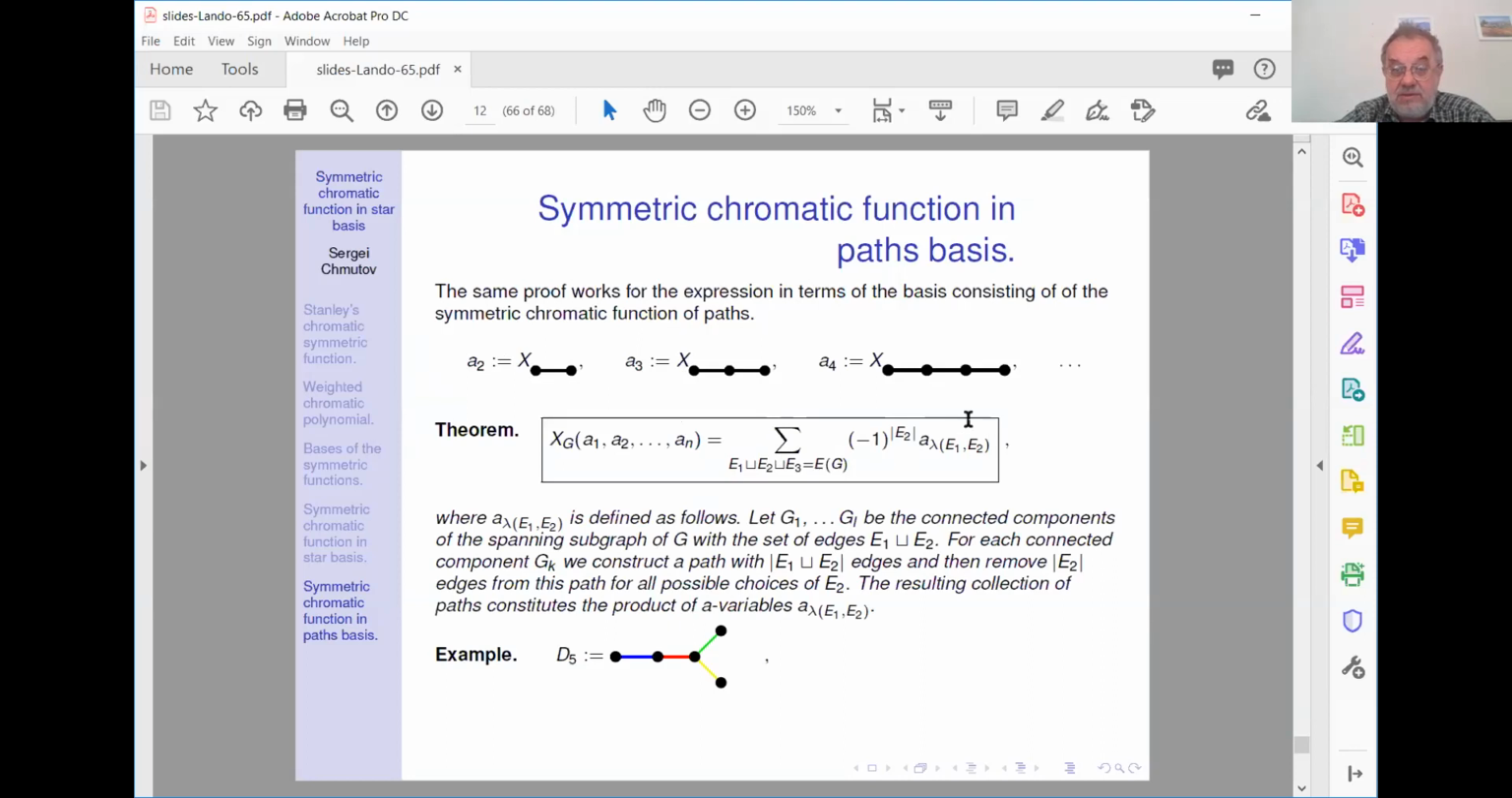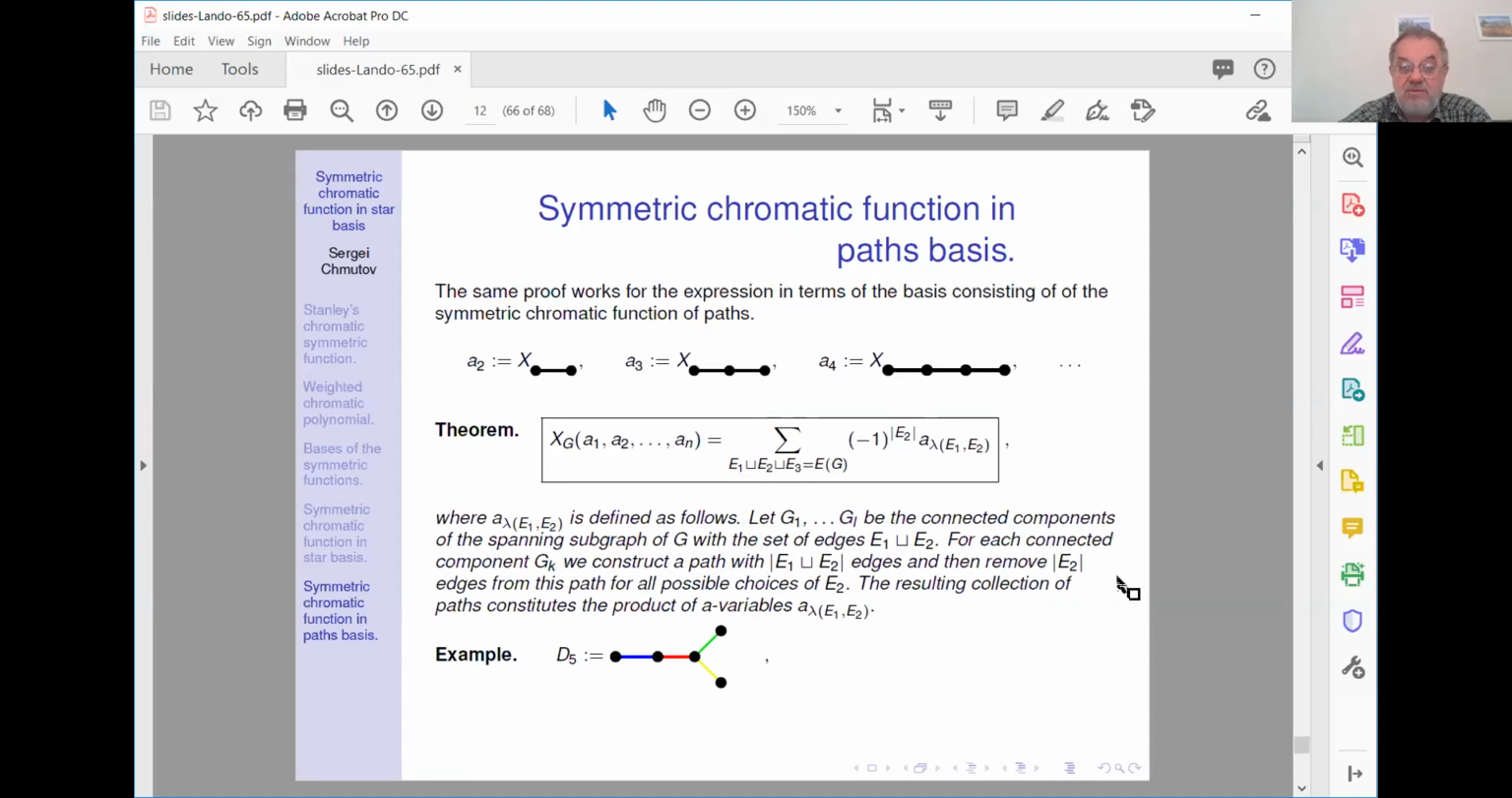And then it is going to be a similar formula, only in that basis I do not have that cancellation. So it has to be a tripartition of the edges. Also, it is -1 to the E2, and that is the product of A variables, defined like that. Again, I take E1 and E2, the spanning subgraph containing these edges, and take the connected components of that. Then from each connected component, I construct a path with those edges, E1 union E2. The edges will be in correspondence to E1 and E2.